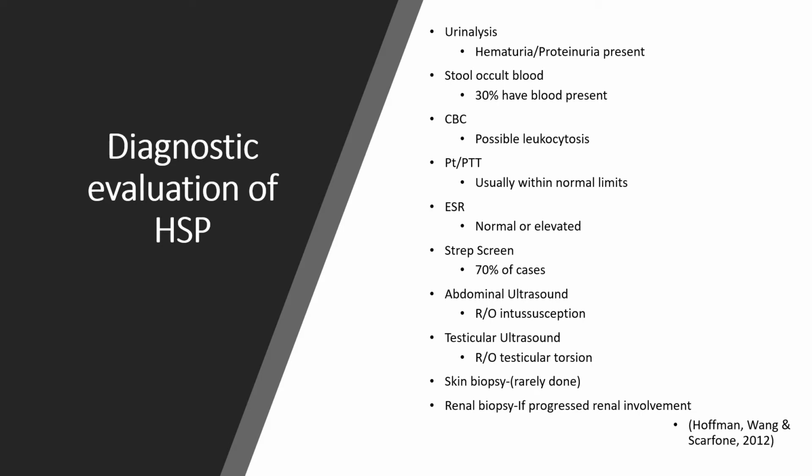70% of cases of HSP are preceded by strep, therefore you may need a strep screen. An abdominal ultrasound to rule out intussusception. A testicular ultrasound for males with testicular pain. This can also rule out a testicular torsion. Skin biopsies are rarely done on children, and renal biopsies may be done if the patient has progressed to renal involvement.